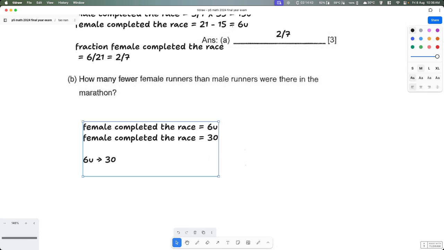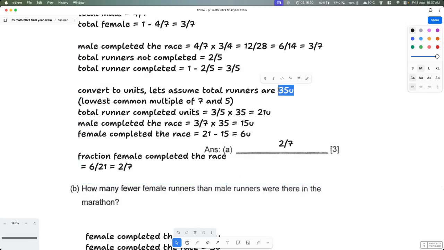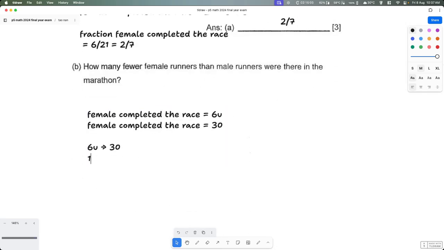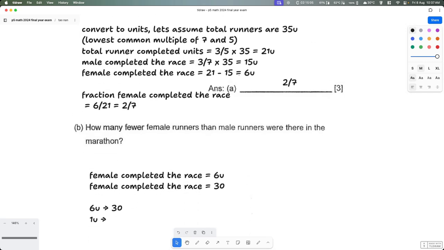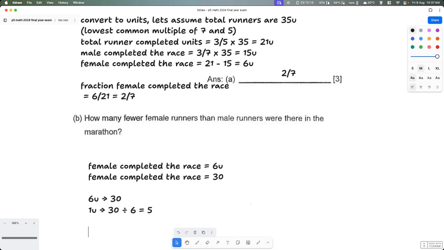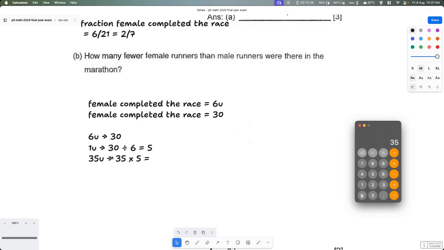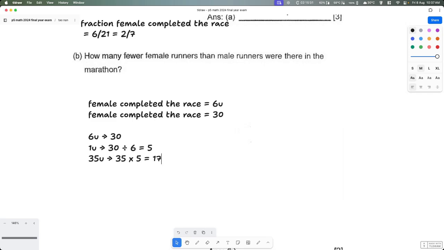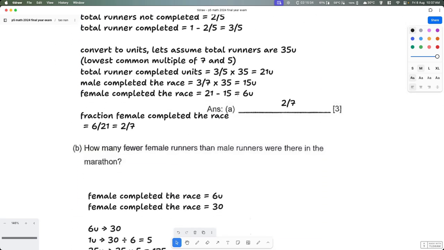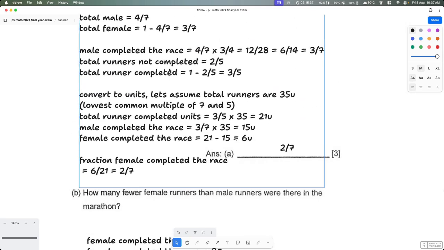So with that in the marathon, we assume that there's a total of 35 units. So 1 unit is equal to 30 divided by 6, which is 5. So that means the total 35 units is equal to 35 times 5, which is 175.